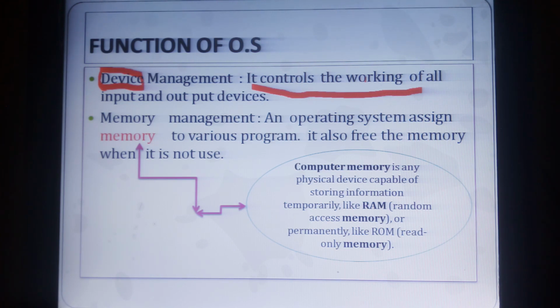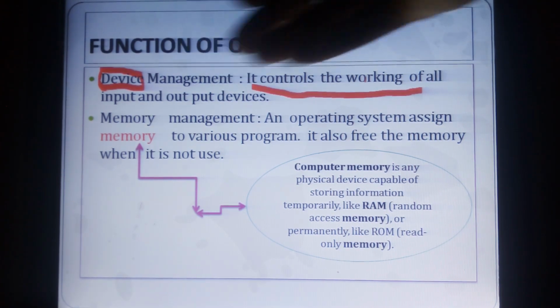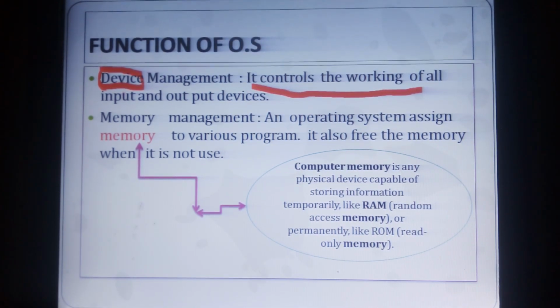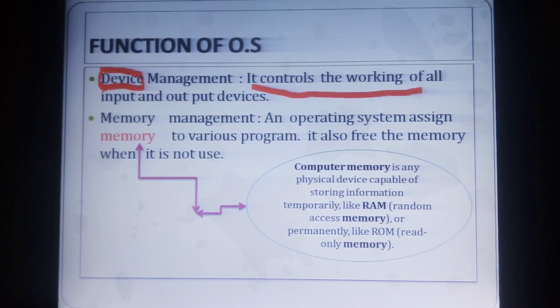There are different responsibilities. So who is the main one? The device management. Who will control? The device management will control. So it controls, suppose I am entering my name, or taking a printout, or the data. The responsible part is device management. So children, hope you understand, it controls the working of all input and output devices.